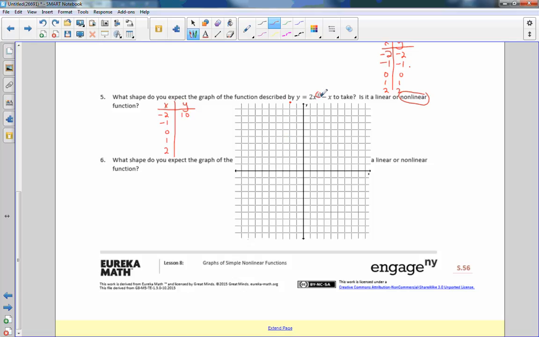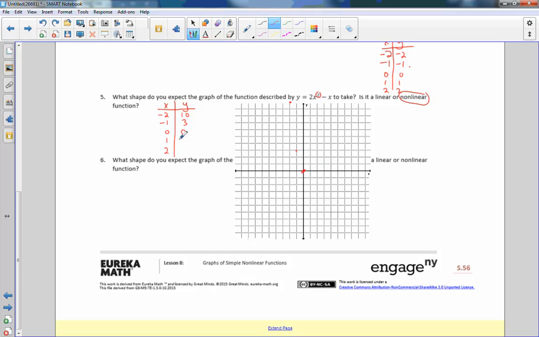-1 squared is 1. 1 times 2 is 2. 2 minus a -1 is 2 plus 1, or 3. So then I'm at the point -1, 3. So that is right here. If I plug in 0, 0 squared is 0 times 2 is 0, minus 0 is still 0, so I'm going through the origin, 0, 0.